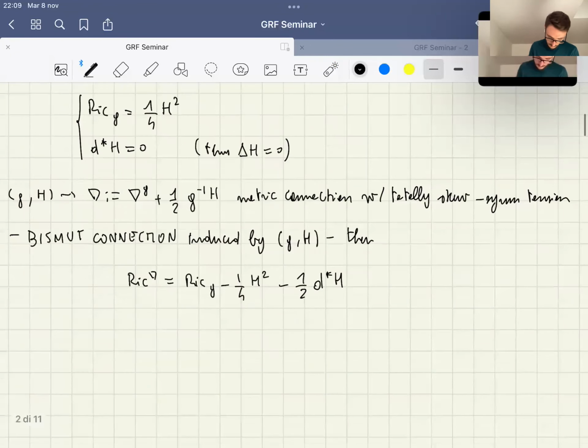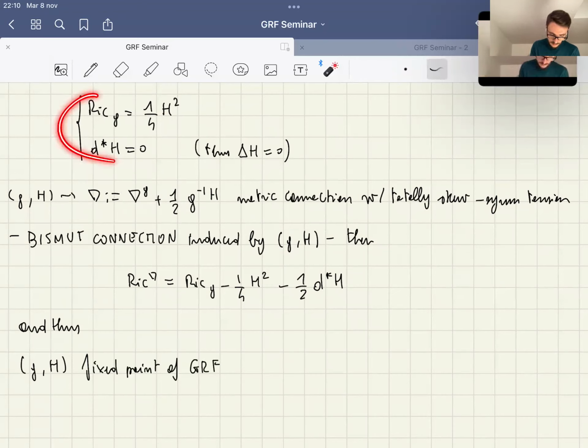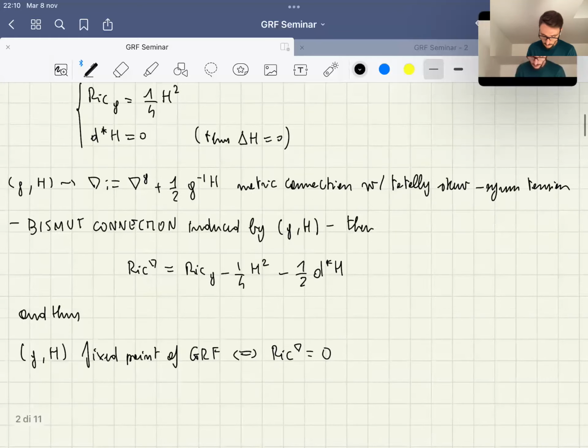And thus, from this, you can see that we have that (g, H), the pair, is a fixed point of the generalized Ricci flow, and so it satisfies this system here, if and only if the Ricci tensor of the corresponding Bismut connection is 0. That is, if the corresponding Bismut connection is Ricci flat.